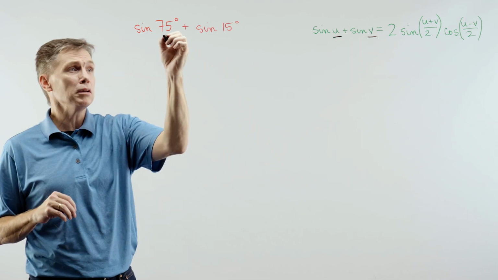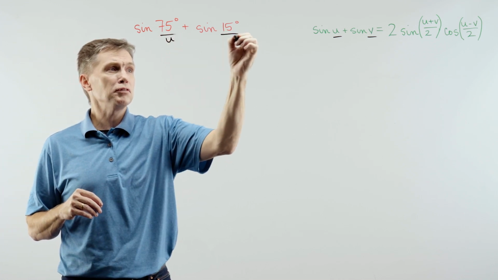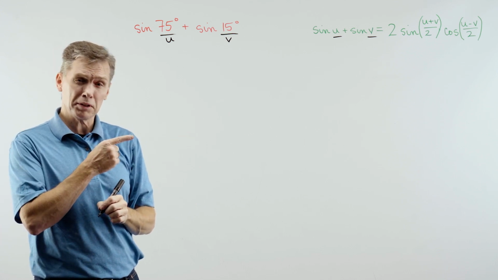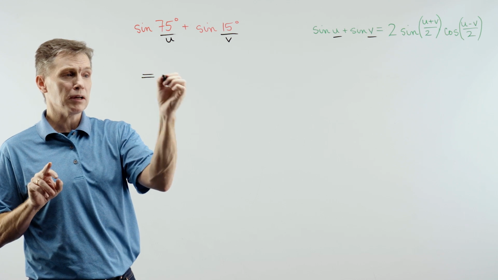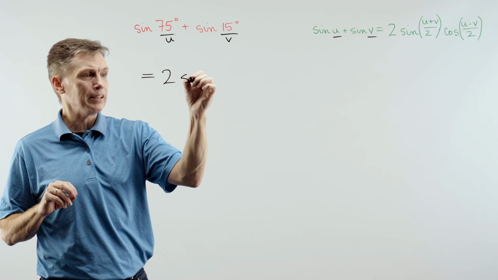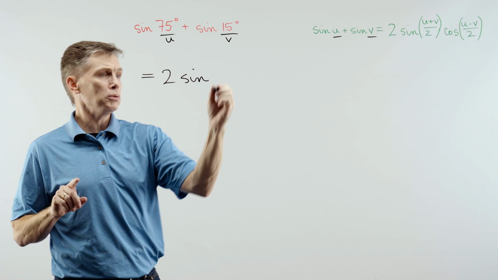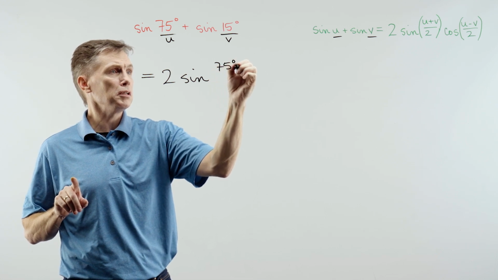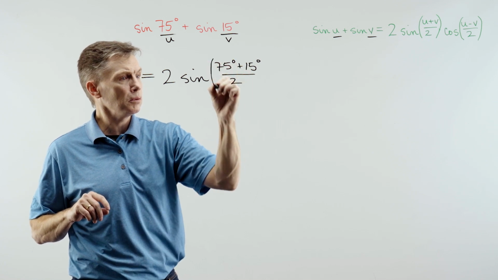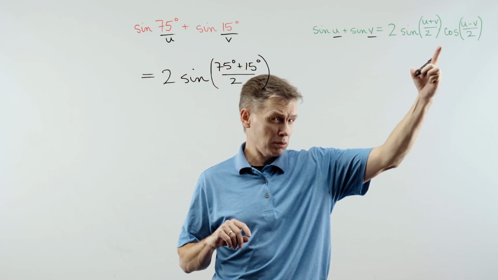So for this problem, that 75 degrees is going to be my u, that 15 degrees will be my v, and then I'll just go ahead and try to put those things in the right place on the right-hand side of that equal sign. So here we go. There's a 2, and then sine. And then we need u plus v divided by 2. So I will have 75 degrees plus 15 degrees, divide that by 2.